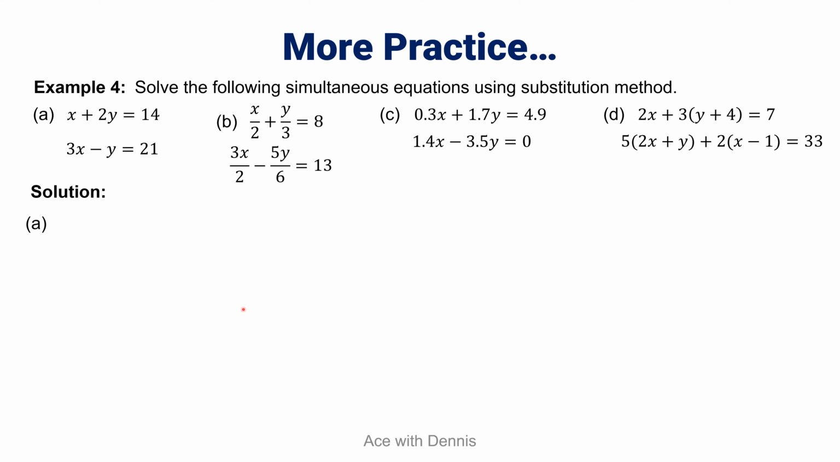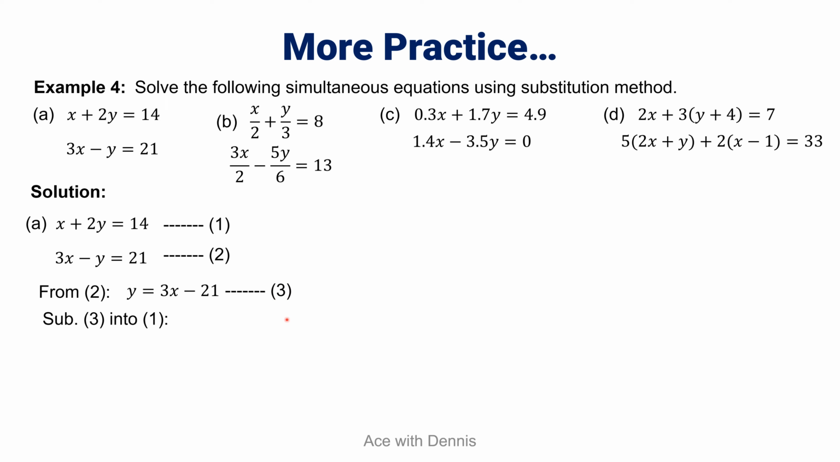For A, you can do it as usual, since it asks us to use substitution method. x plus 2y equals 14. This is the first equation, and this is the second equation, right? So in this case, I want to eliminate y. Then from equation number 2, I make y the subject. So it becomes y equals 3x minus 21. I name this as equation number 3.